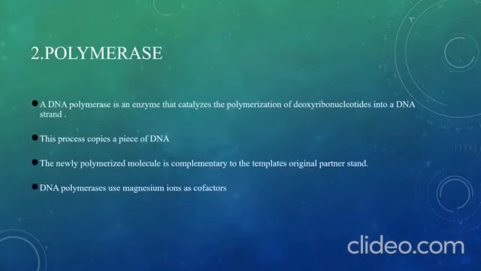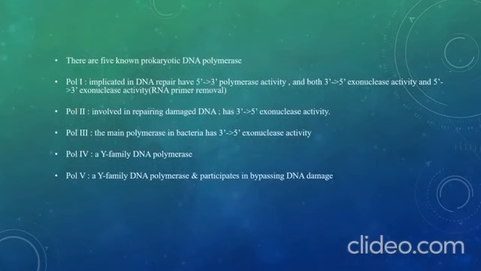Polymerase. A DNA polymerase is an enzyme that catalyzes the polymerization of deoxyribonucleotides into a DNA strand. This process copies a piece of DNA. The newly polymerized molecule is complementary to the original template strand. DNA polymerases use magnesium ions as cofactors. There are 5 known prokaryotic DNA polymerases.